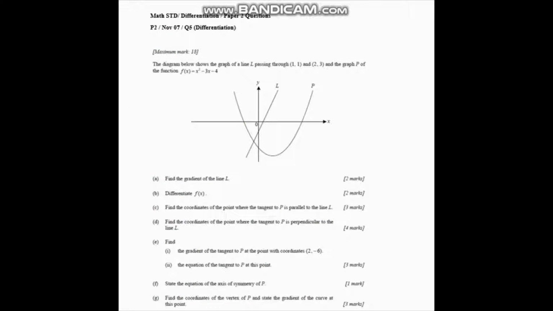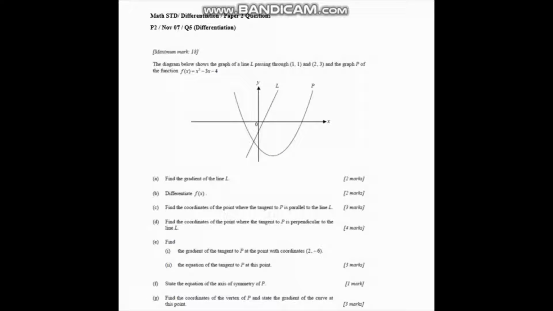Finally, I need to find the coordinates of the vertex of P and to state the gradient of the curve at this point. So we already know that this is the minimum point, hence the gradient of the curve, or the gradient of the tangent to the curve, is 0. So this is the solution to the second part of the question.